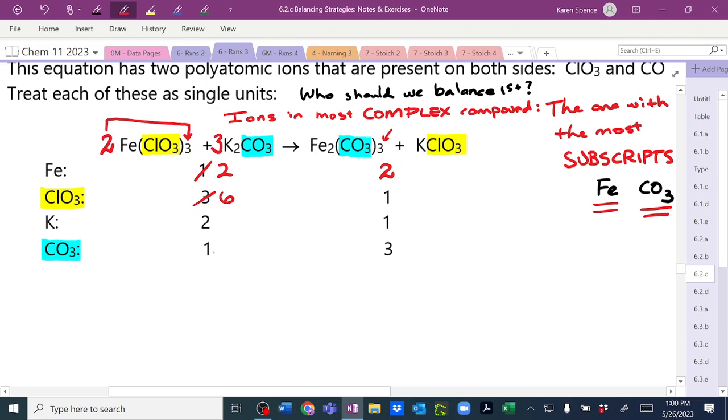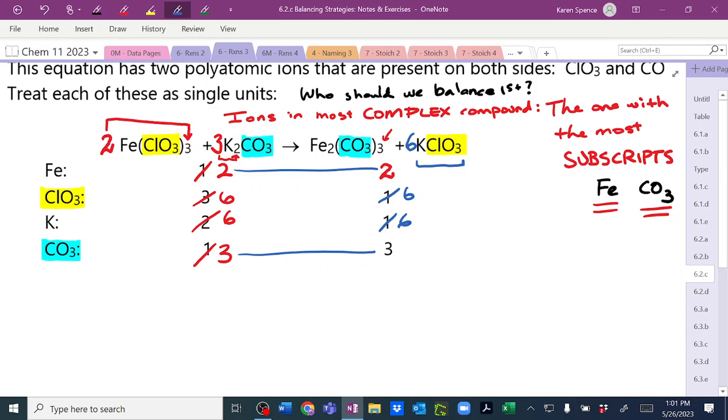And that changes this to 3, but it also changes the potassium. How many potassium now? Everyone? 6. So 2 matches with 2, 3 matches with 3, and guess what? I got KClO3. If I just put a 6 in front there, both of those become 6, and we're good. Is good? Okay.